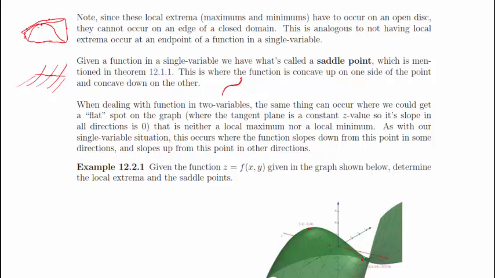When dealing with a function in two variables, the same thing can occur where we get a flat spot on the graph where the tangent plane is a constant z value, so its slope in all directions is 0. That is neither a local maximum nor a local minimum. As with our single variable situation, this occurs where the function slopes down from this point in some directions and slopes up from this point in other directions.